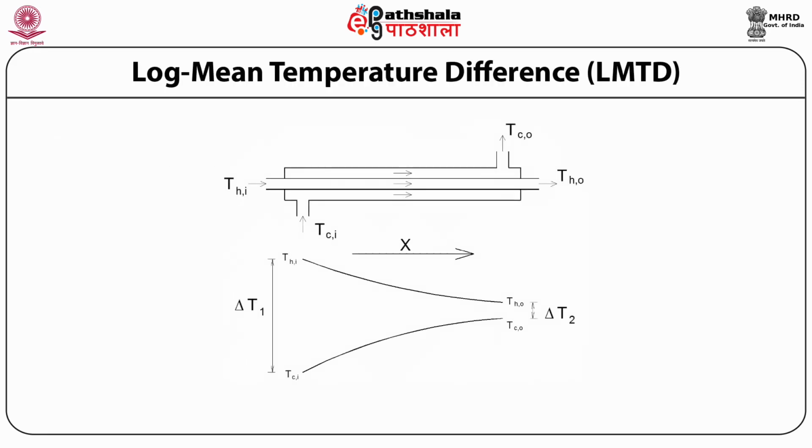Here we have two pictures showing the log mean temperature difference. Let us say the flow is parallel. The hot fluid and cold fluid both are flowing in the same direction. Thi is the temperature of the hot fluid at inlet, Tho is the temperature of the hot fluid at the outlet, Tci is the temperature of the cold fluid at the inlet, and Tco is the temperature of the cold fluid at the outlet.